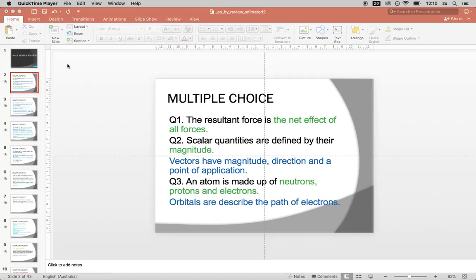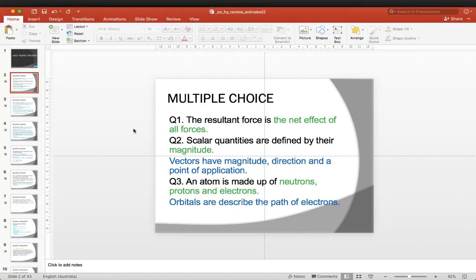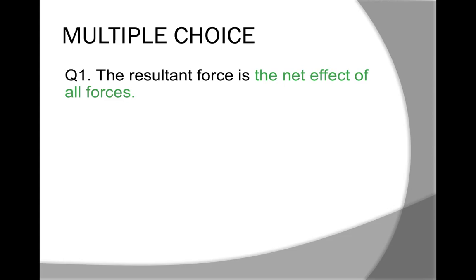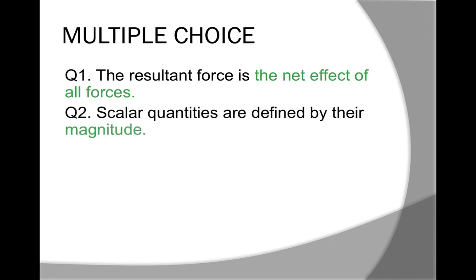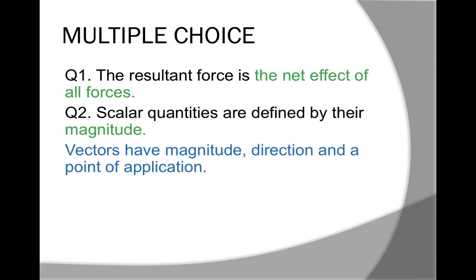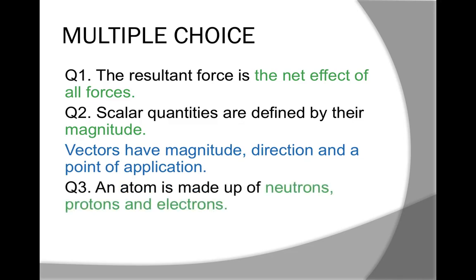The practice paper that I've given you. So the first answer to the multiple choice is question 1. The resultant force is the net effect of all forces. Scalar quantities are defined by their magnitude. Vectors have magnitude, direction, and a point of application. Typically, we'll say the big difference between scalars and vectors is that vectors have direction, but we also have to include the point of application.